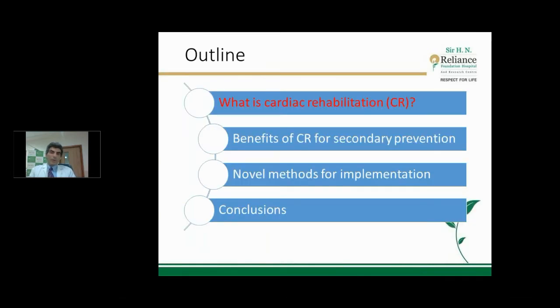So in the outline today, we're going to talk a little bit about what is cardiac rehabilitation. We'll talk about some of the benefits of cardiac rehabilitation for secondary prevention of cardiovascular disease. We're going to be talking about some novel methods for implementation of this in your daily practice. And then we'll end with the conclusions and question and answer session.